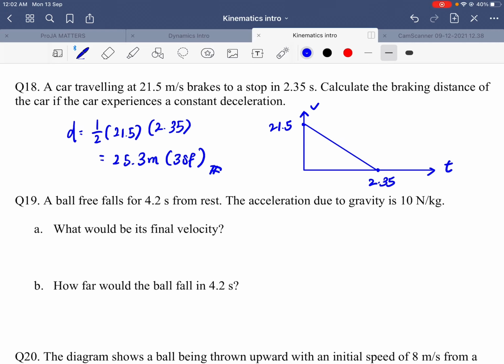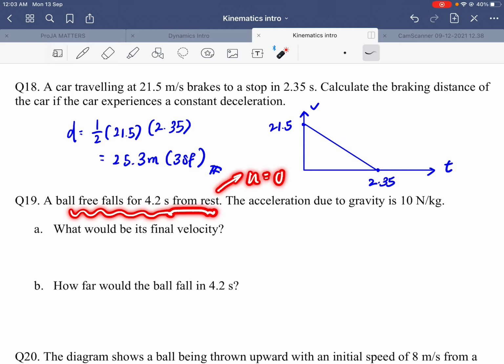Alright, next one. A ball free falls for 4.2 seconds from rest. The acceleration due to gravity is 10 newtons per kg. Alright, so let's get some information down here. Free falls for 4.2 seconds from rest. So we know that from rest means that u equals 0. Then we also know that a or g equals 10.